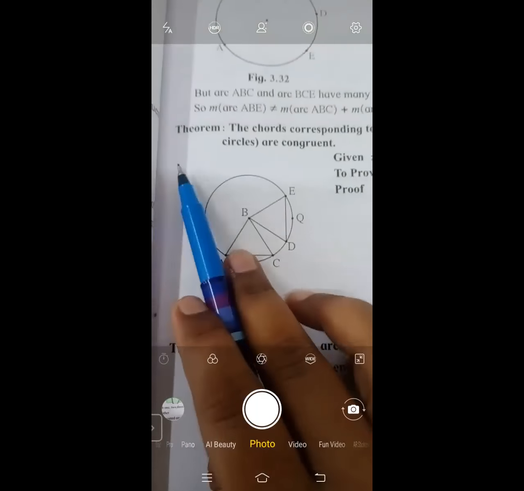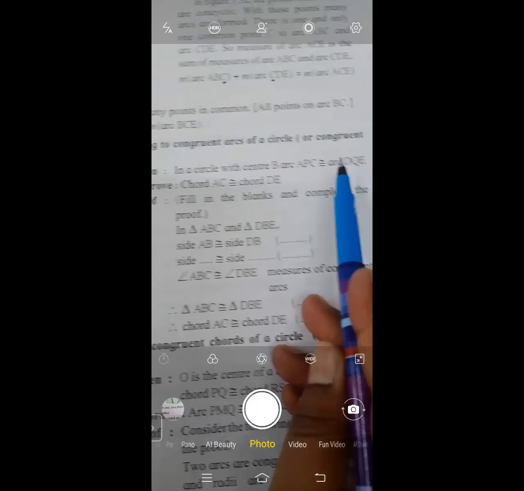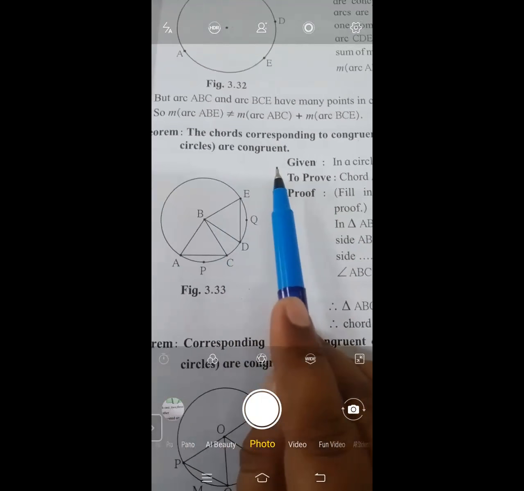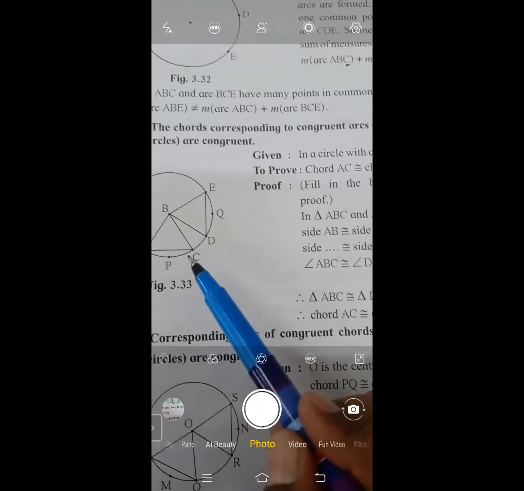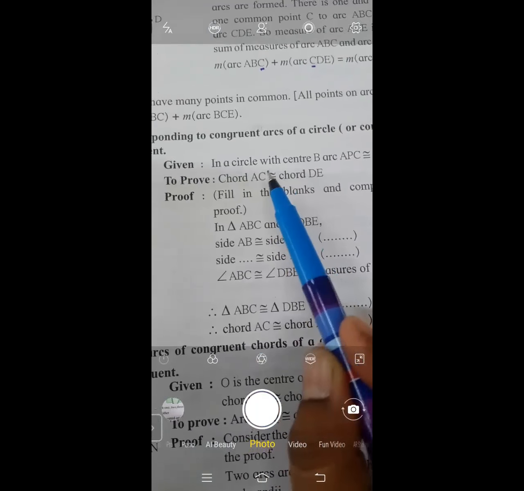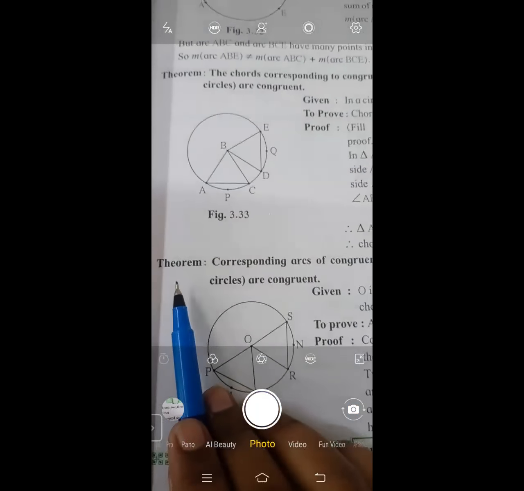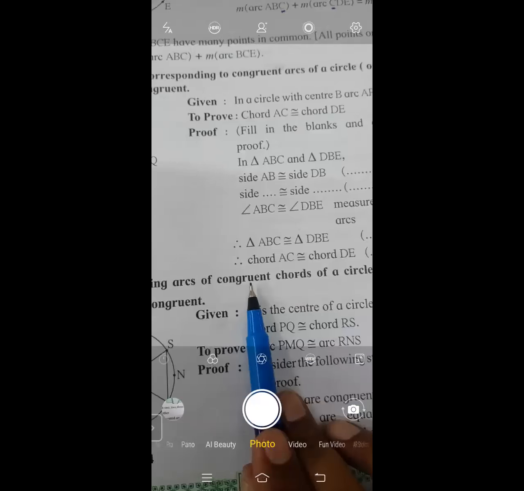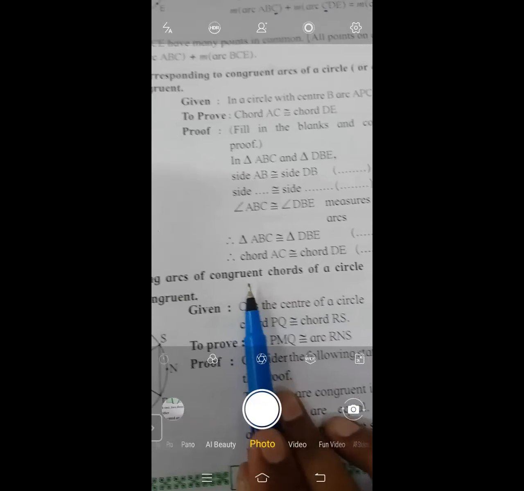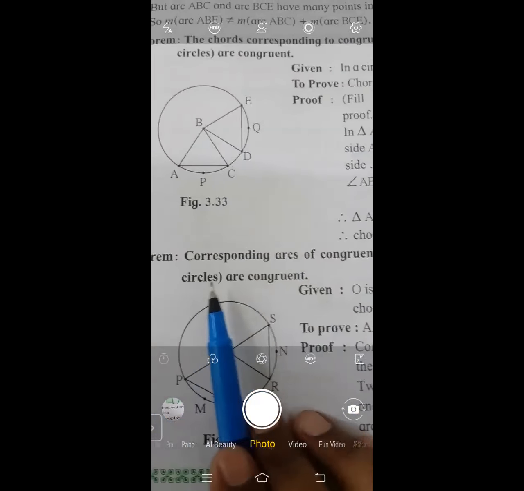Then we have studied this theorem: the chords corresponding to the congruent arcs of a circle or congruent circles are congruent. These were the corresponding chords AC and DE, which we proved are congruent. Today we are going to see the theorem which states that corresponding arcs of congruent chords, where the chords are congruent, it is given, of a circle or congruent circles are congruent.